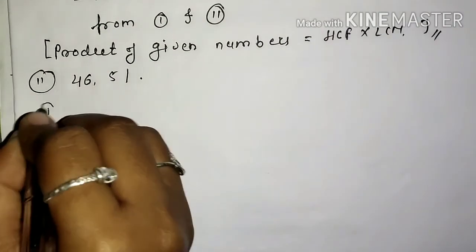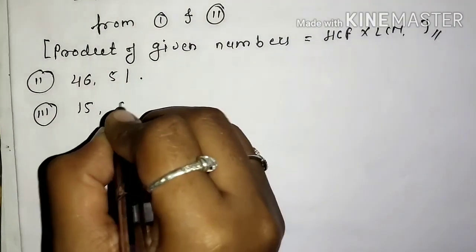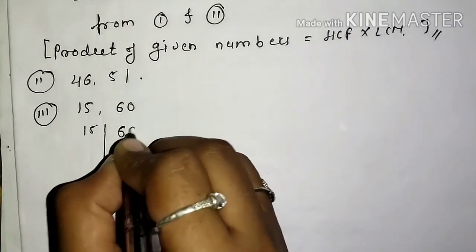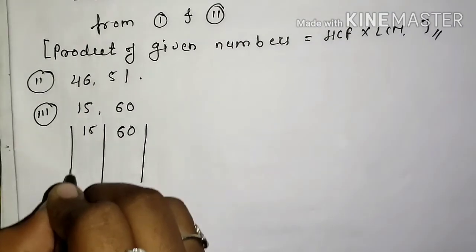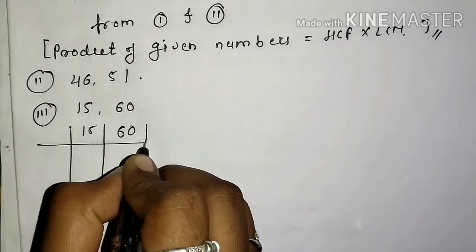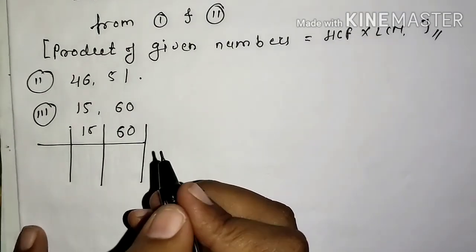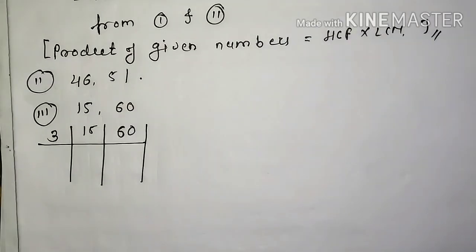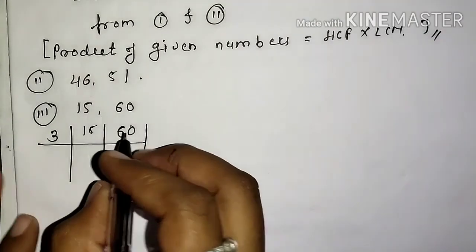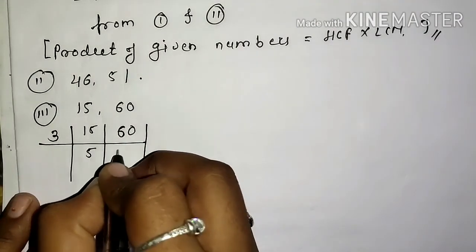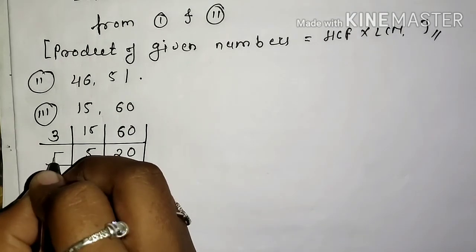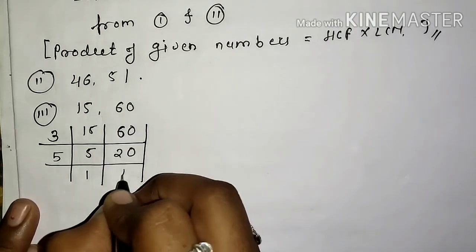Third example, we have 15 and 60. So let us find the LCM and HCF of the given numbers. Now both the numbers can be divided by the smallest prime number, that is 3. Both numbers can also be divided by 5, but we want the smallest prime number, so here we take 3. 3 fives are 15, here we get 20. Now 5 and 20 can be divided by 5, so we get 1 and we get 4.